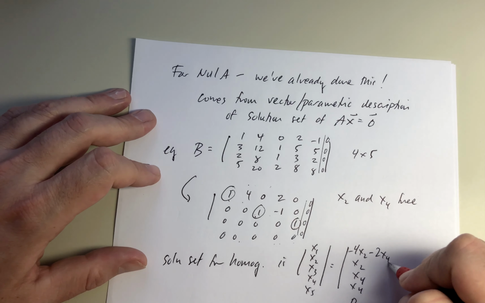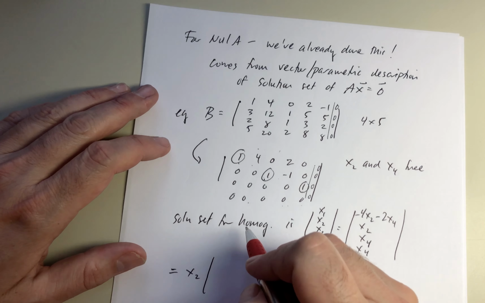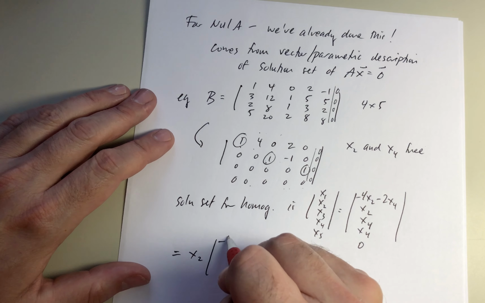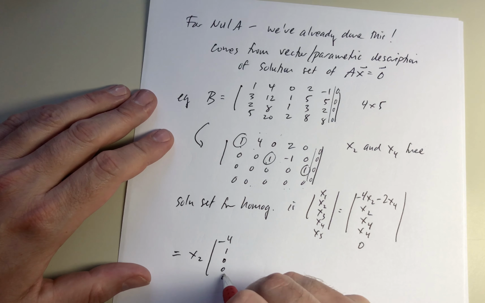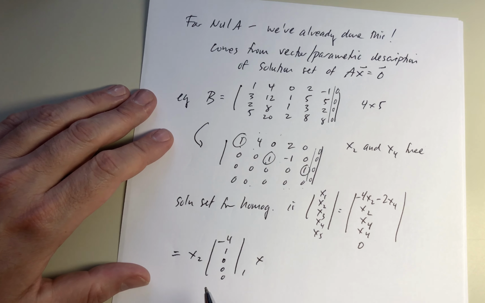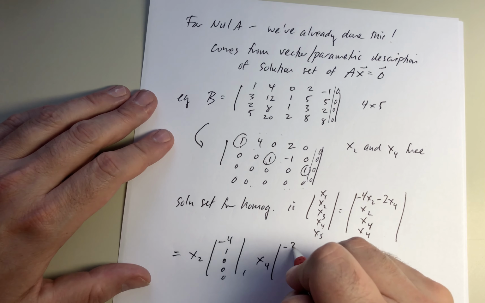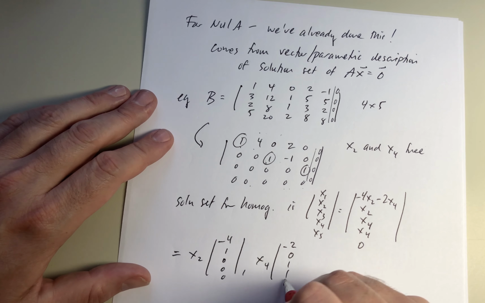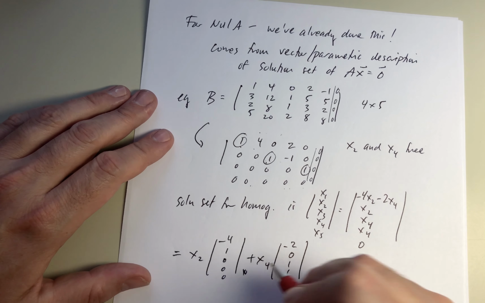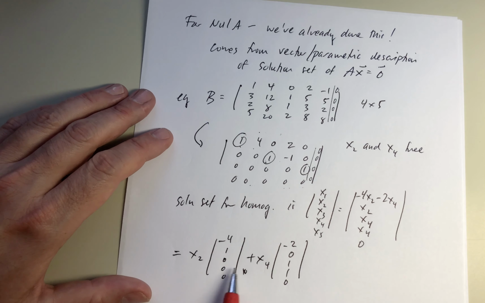And so what is this equal to? This is x2 times minus 4, 1, 0, 0, 0, plus x4 times minus 2, 0, 1, 1, 0. That should be a plus there. So this is now the solution set, all possible linear combinations of these two vectors.